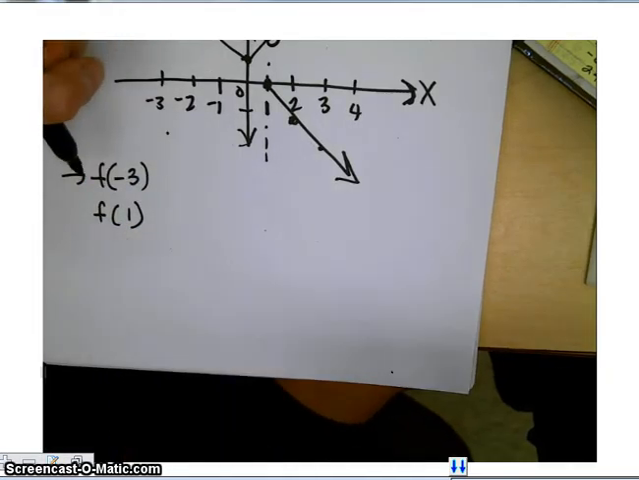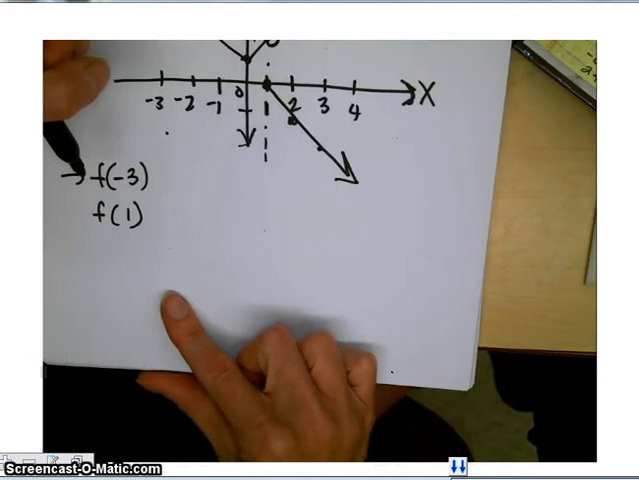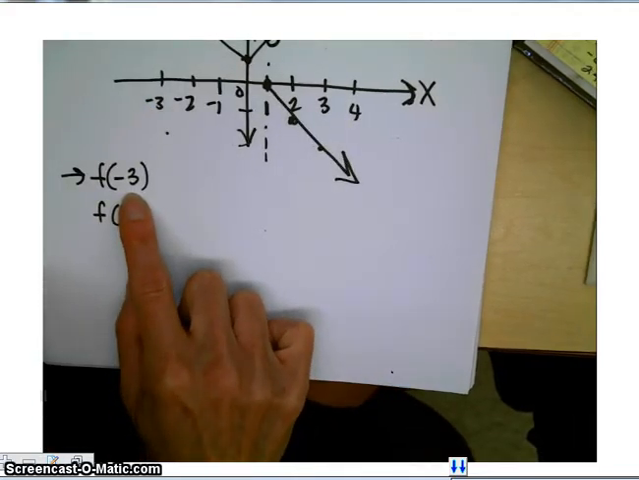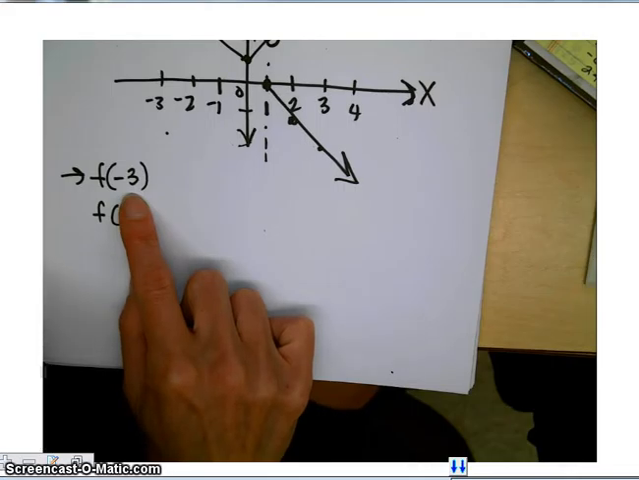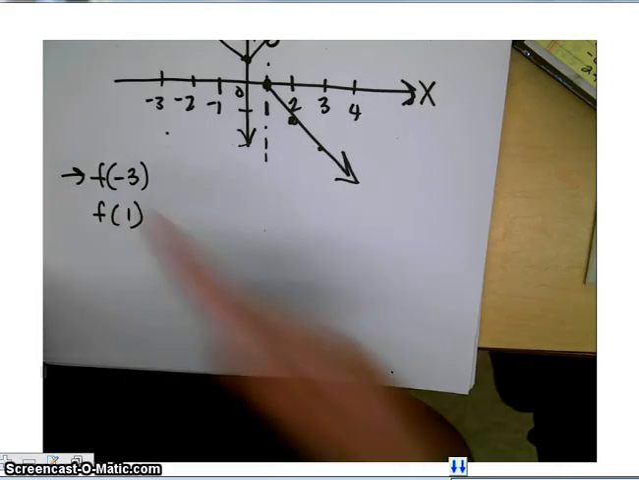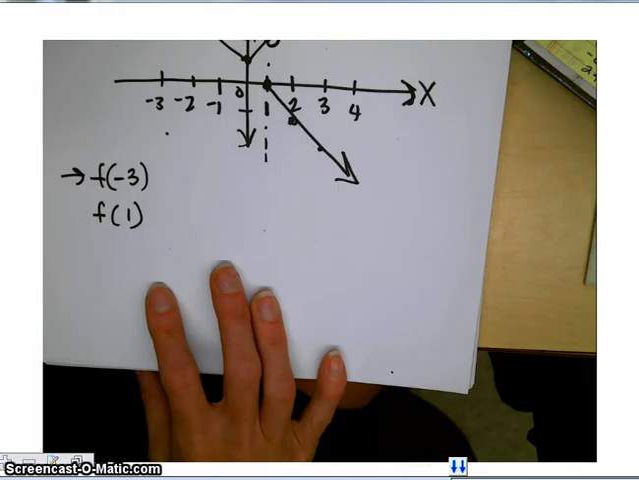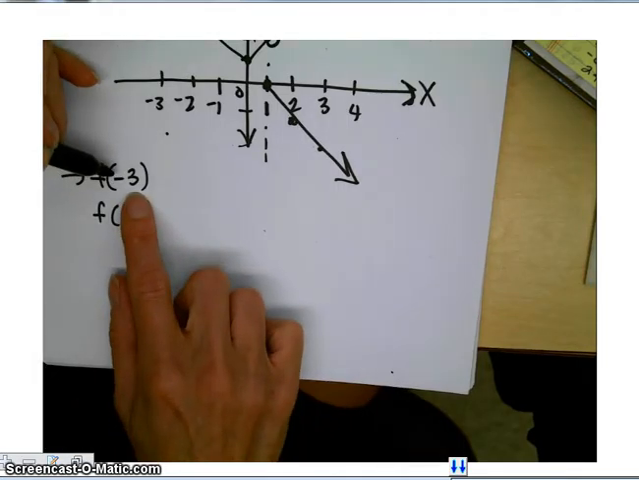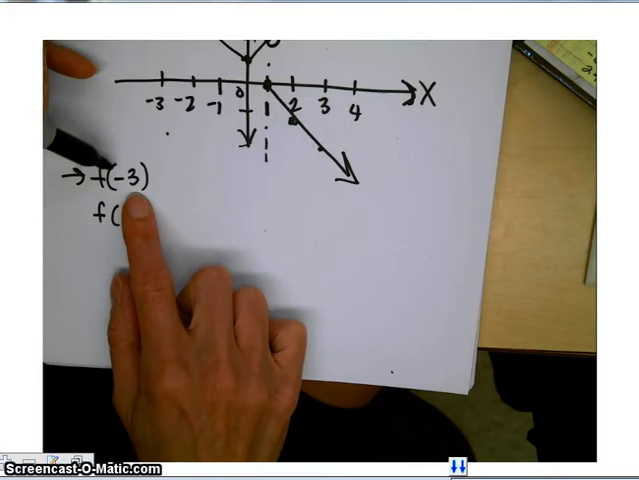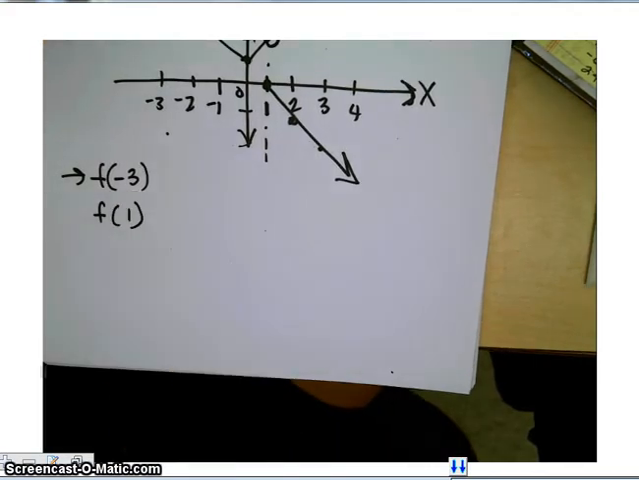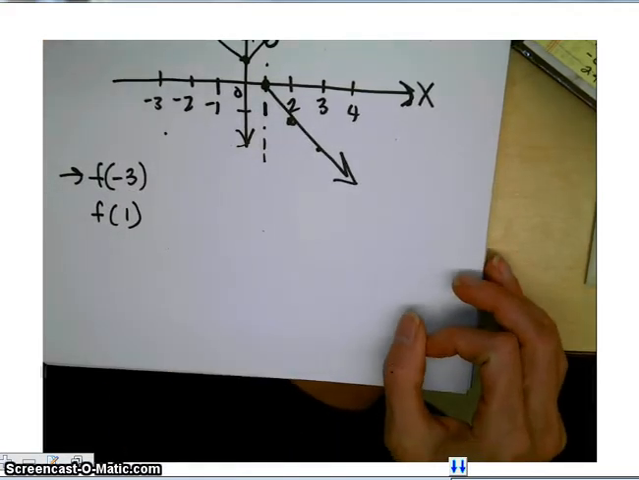If I wanted to use the equations and not the graphs, where would I put negative 3? For all of the x's? For this one and this one? Where can I put negative 3 in? What function can I put negative 3 into? This one or this one? Why? It's less than 1.